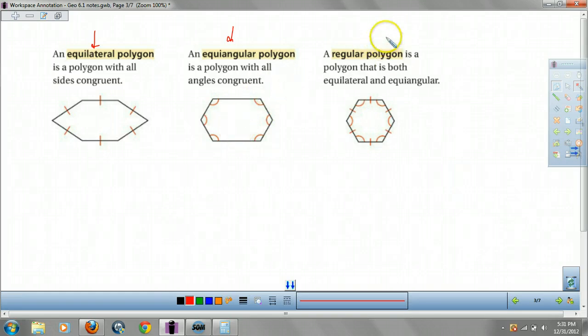If you have congruent sides and angles, that beast is called a regular polygon. So like a stop sign is a regular polygon. Has 8 equal sides, 8 congruent angles. Is this a stop sign? I'll let you think about it. Pause if you need to. I'm going ahead.